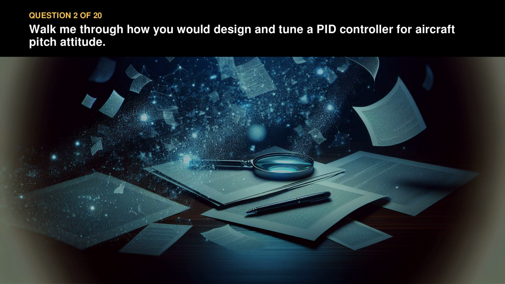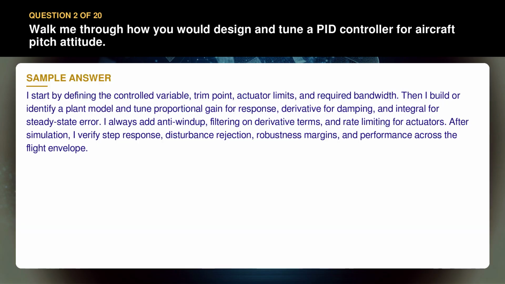Question 2. Walk me through how you would design and tune a PID controller for aircraft pitch attitude. I start by defining the controlled variable, trim point, actuator limits, and required bandwidth. Then I build or identify a plant model and tune proportional gain for response, derivative for damping, and integral for steady-state error. I always add anti-windup, filtering on derivative terms, and rate limiting for actuators.